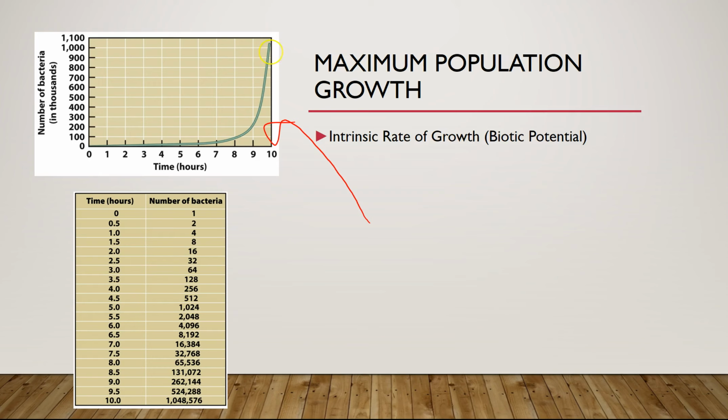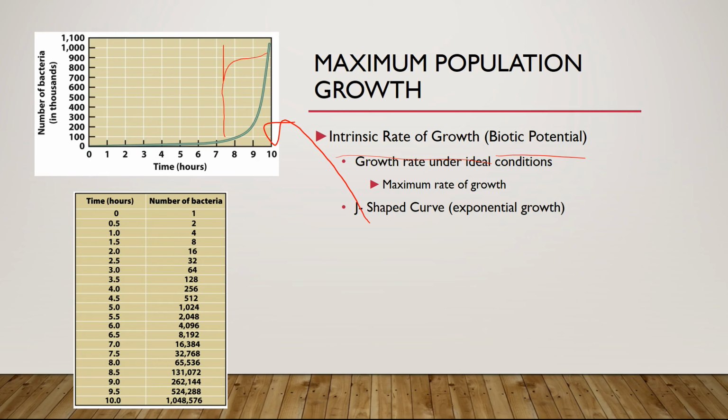During that period of time, when they're undergoing that exponential growth phase, it's often referred to as the biotic potential or the intrinsic rate of growth. So it's the maximum growth rate achieved when conditions are ideal and populations just skyrocket like that. Growth rate under ideal conditions, the maximum growth rate, we refer to as the intrinsic rate of growth or the biotic potential. Really important vocab terms there. We recognize the biotic potential as that J-shaped curve that we're getting familiar with.